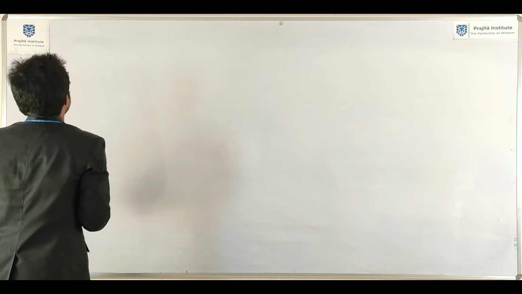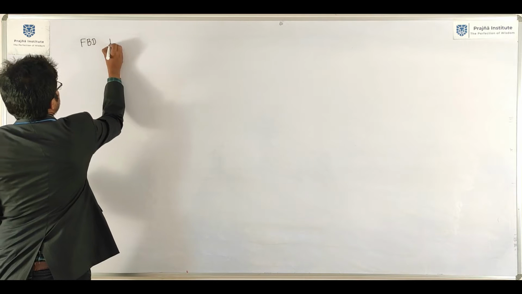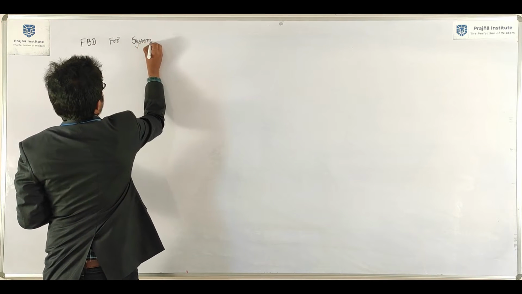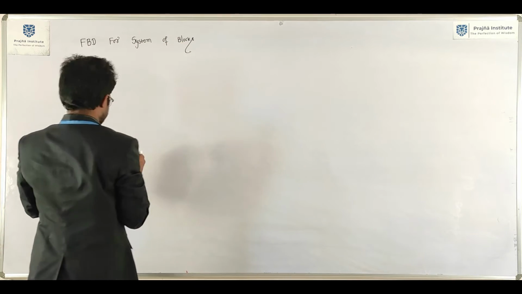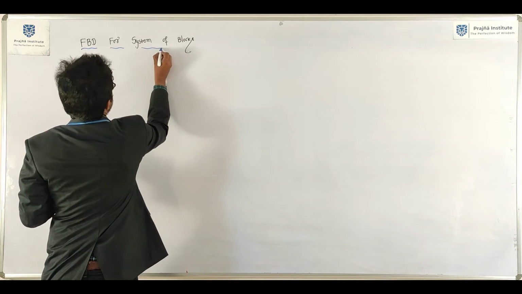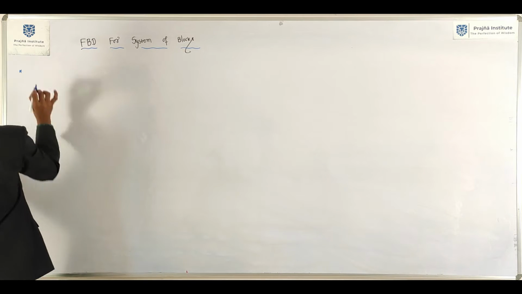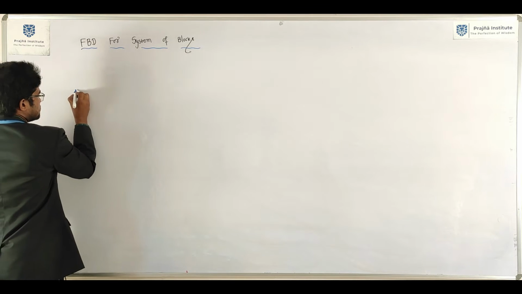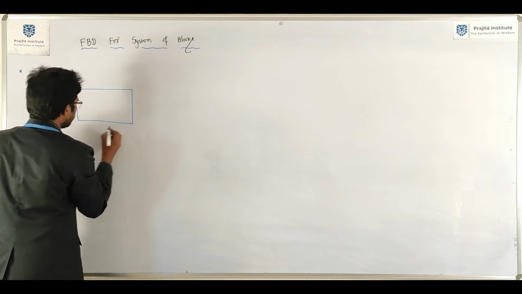Now, it's a very interesting topic: free body diagram for a system of blocks. Firstly, we need to start from the normal block. It is a very simple block. No need to make it complicated.